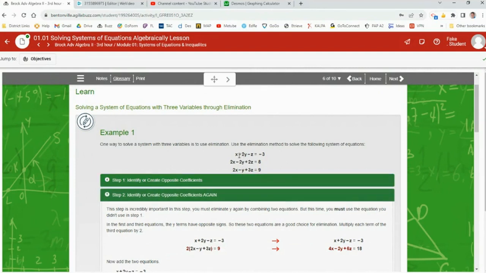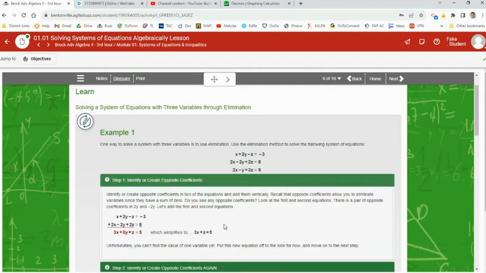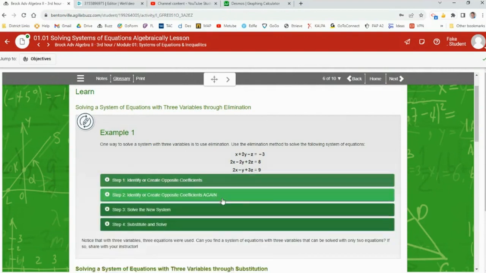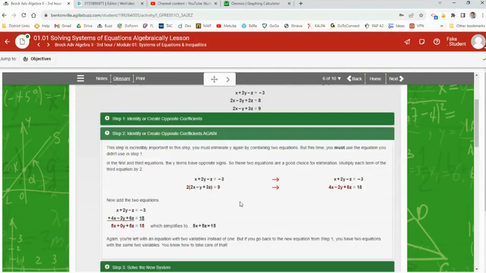They have a positive 2y and a negative 2y because you want to eliminate the same variable you did in the first one. In the first one, we eliminated the y, so we need to eliminate the y in the second one. So if they just multiply the second equation by 2, because you've already got 2y, that'll give you a negative 2y. So then it'll simplify down to 5x plus 5z equals 15.